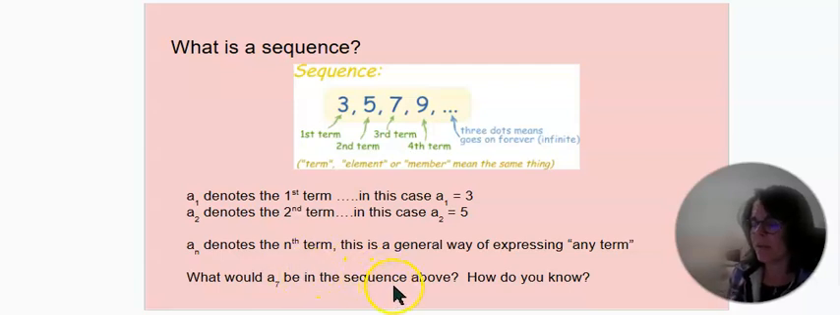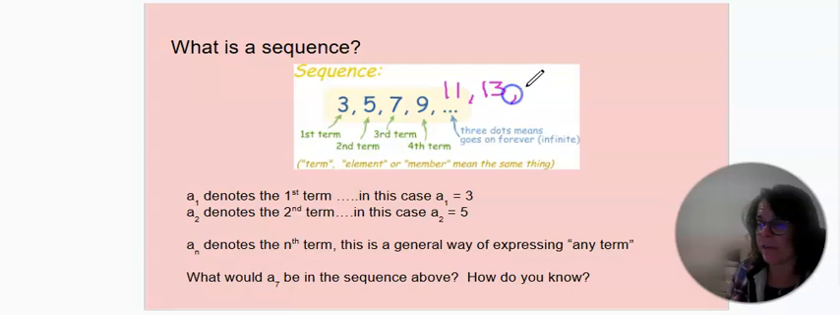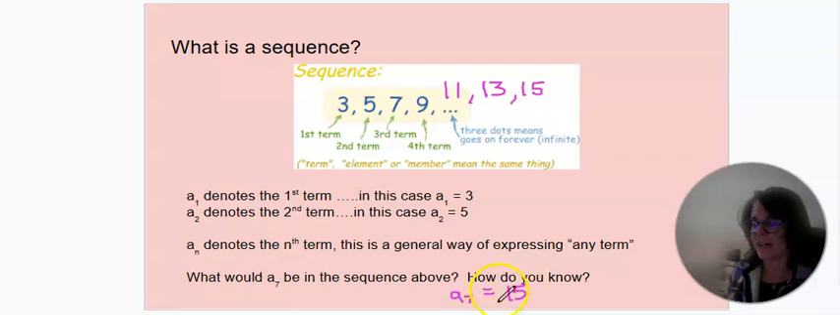A sub 7, what would that be in the sequence above? And how could you figure it out? Well, we see a pretty straightforward pattern here, right? 3, 5, 7, 9. The fifth term would be 11. And the sixth term would be 13. And the seventh term would be 15, just by following this pattern of odd numbers. So the way that we would express that is that A sub 7 is equal to 15. You read this as the seventh term is 15.